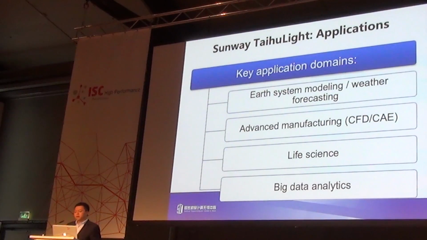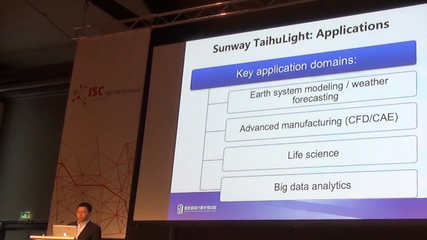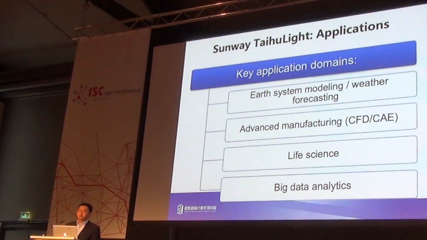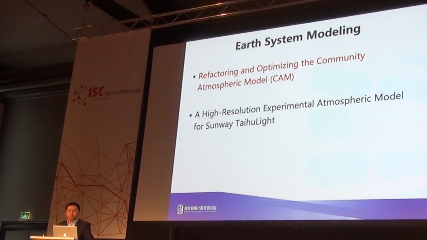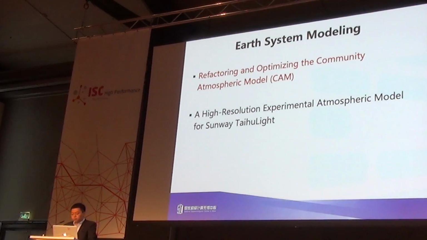So in the talk today, I'm going to mainly focus on the projects that we were collaborating with the Tsinghua University groups, and also we would talk a little bit about these Golden Bear applications that we have been doing in the last year also. So first, for the Earth system modeling and weather forecasting, the first project I'd like to introduce here is our efforts on refactoring and also optimizing the community atmospheric model, CAM, which is probably one of the most widely used atmospheric models in the world.